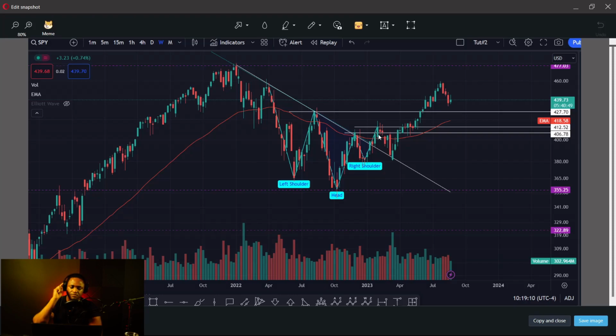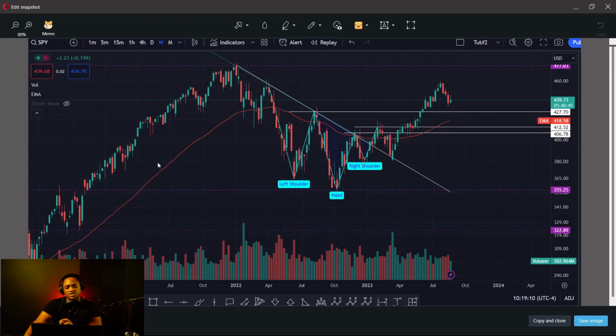So the first thing is that downtrend line, which was literally the bear market of 2022 downtrend line. We broke it here somewhere in early 2023. We retested and we kept going up again. That is your first major bullish pattern on a weekly time frame.